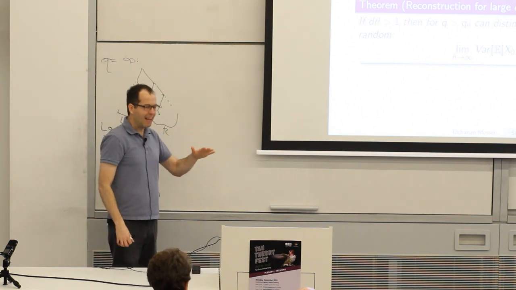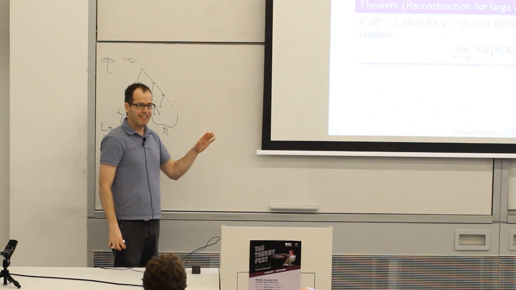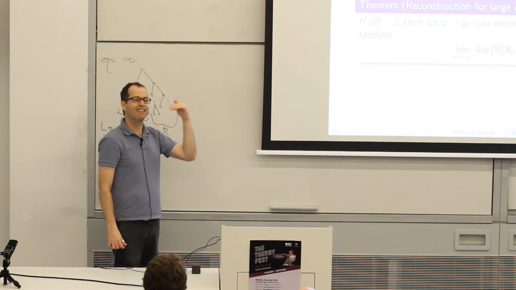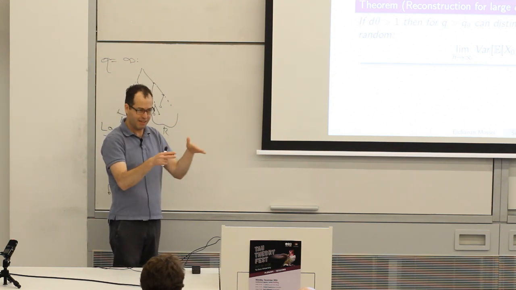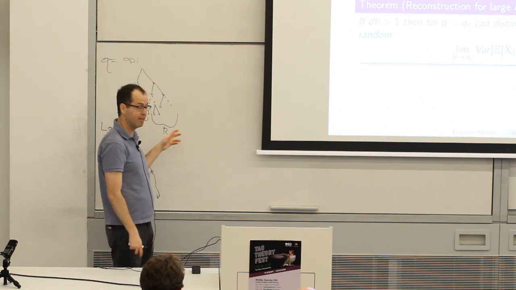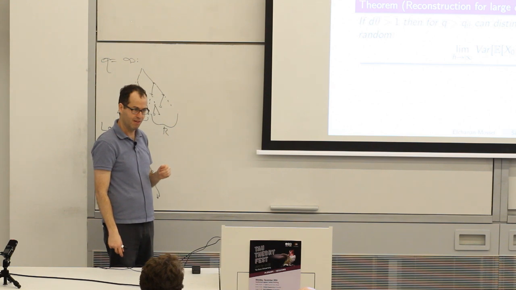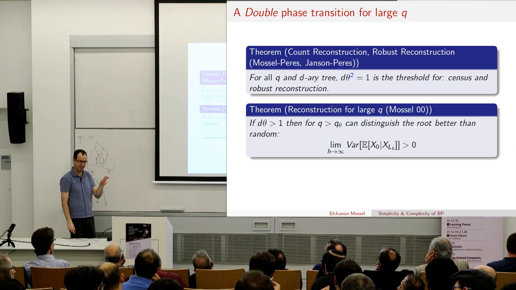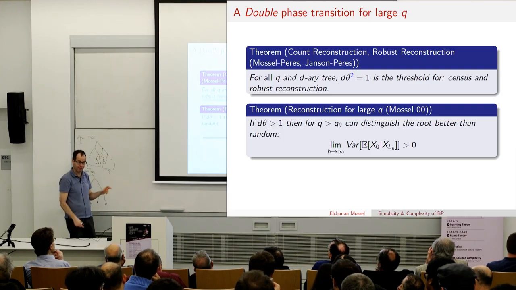So, a lot is known. 5 is the critical value, but only when the degrees are, I mean, there's a bunch of results, but we don't have the full picture. Already for Q equal 5, you know that you can get below d theta squared equal to 1, but in some regime of the parameters, right? We don't understand all of the regimes of the parameters, but in some regimes of the parameters.